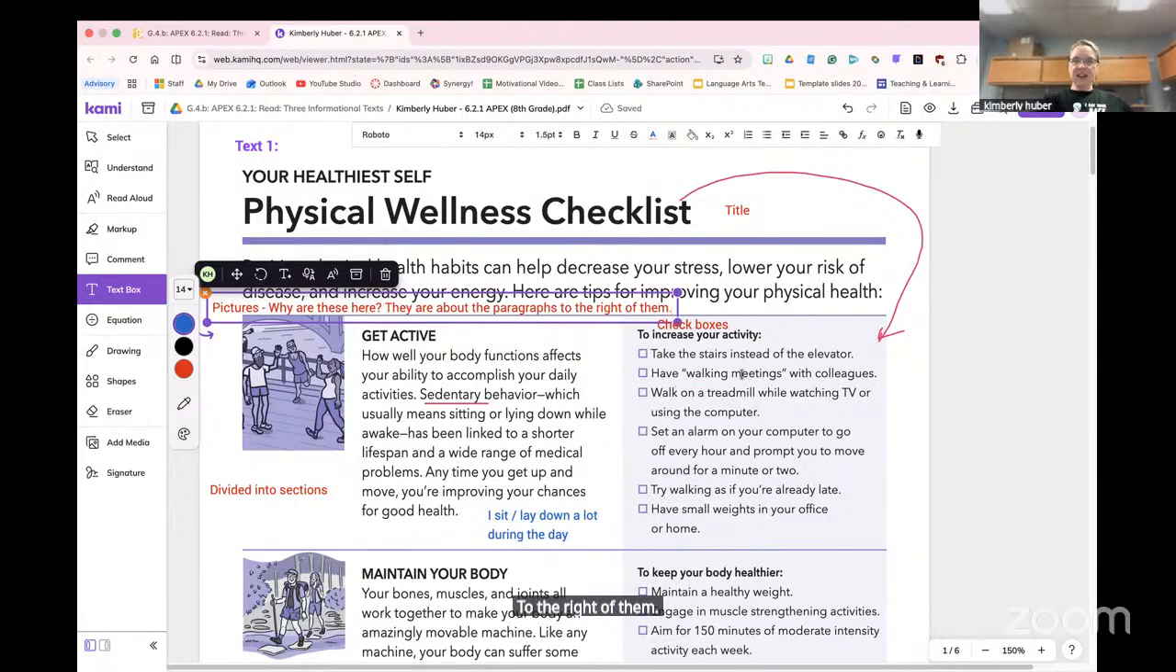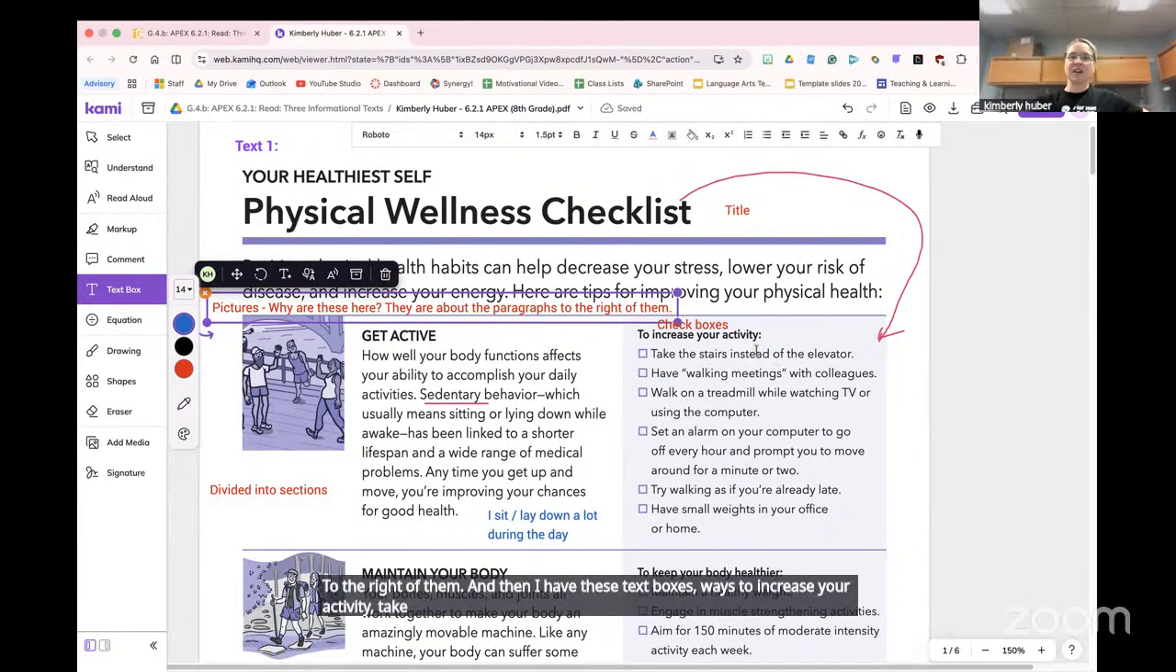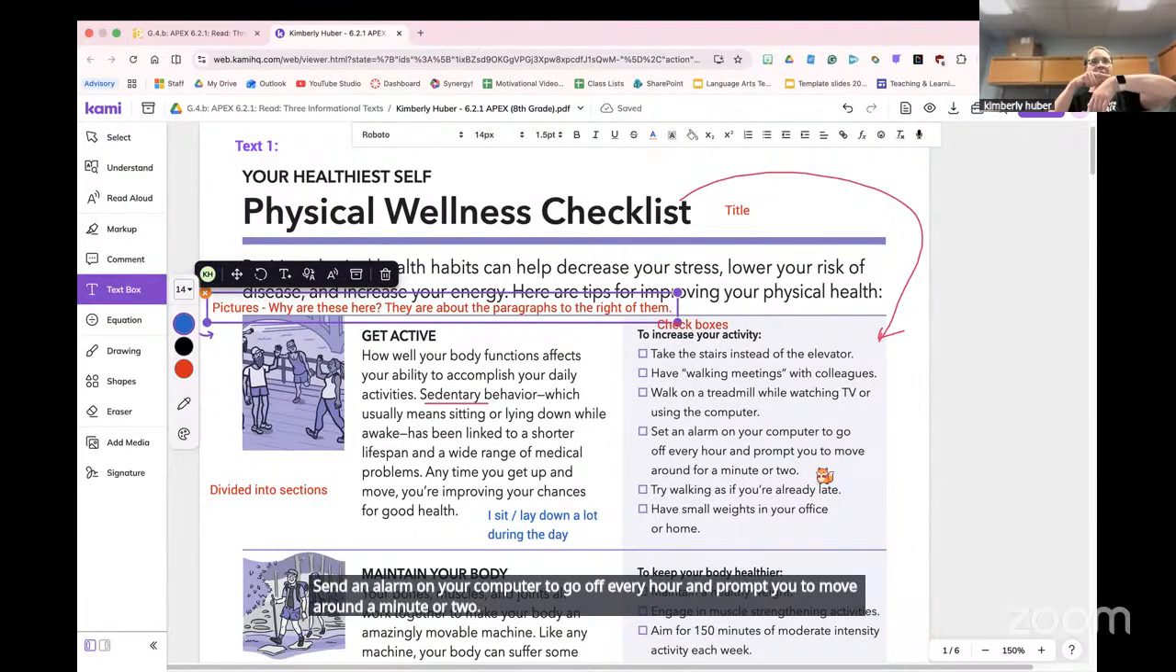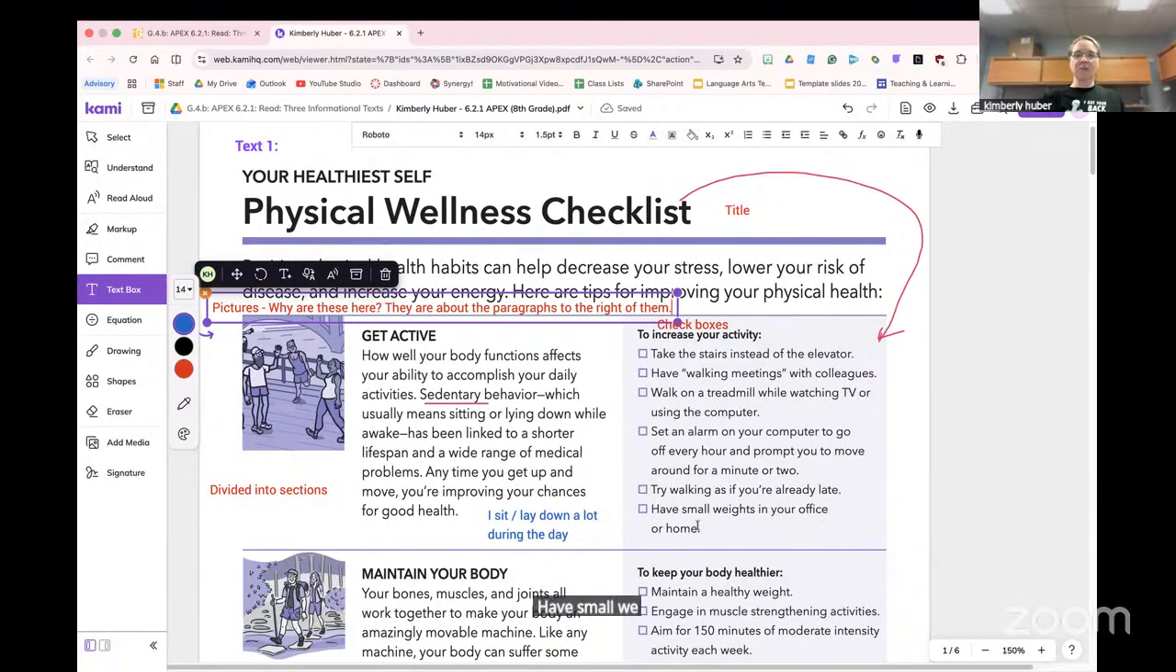And then I have these text boxes, ways to increase your activity. Take the stairs instead of the elevator. I always do that. I'd rather take the stairs. Have walk meetings with colleagues. I wish I could. Walk on a treadmill while watching TV or using the computer. I always think I will and I won't. Set an alarm on your computer to go off every hour and prompt you to move around a minute or two. That would be good. That's what my watch does, and I ignore it. Try walking as if you're already late, so you walk faster. Have small weights in your office or home. Don't have those.